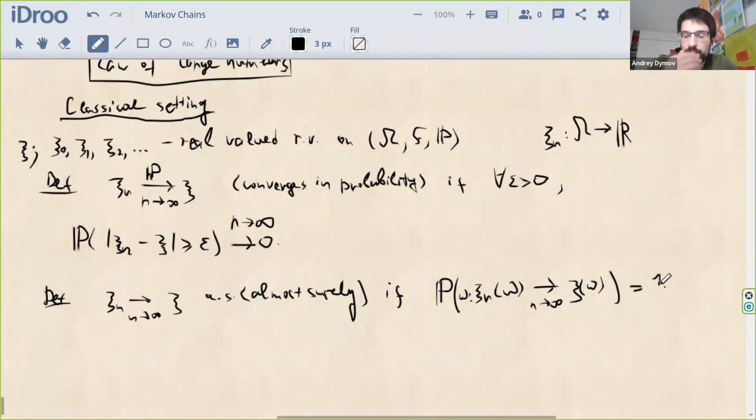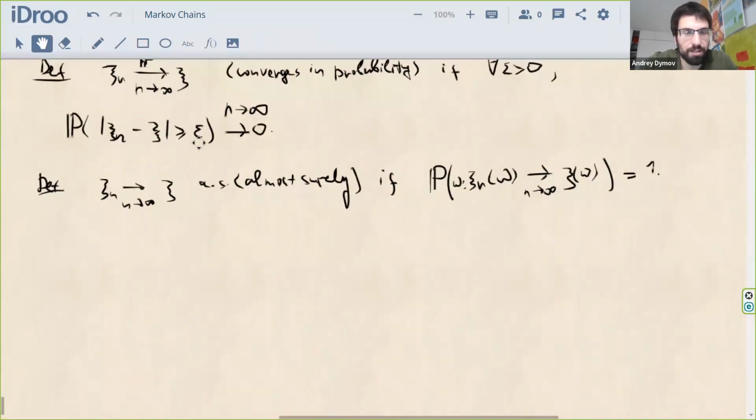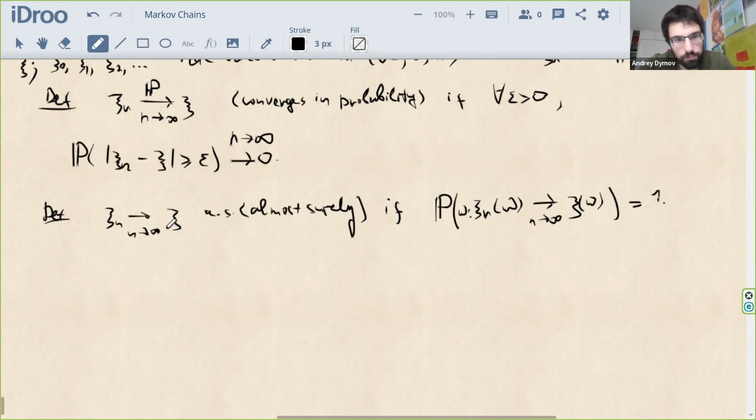Because in probability theory, if something happens with probability 0, so for the other omegas for which we do not have the convergence, the set of these omegas has probability 0. Events of probability 0 aren't interesting for us. So I can say that this convergence holds not for every omega, but just for the set of probability 1, right? And I call such convergence almost sure convergence. This is the simplest convergence.